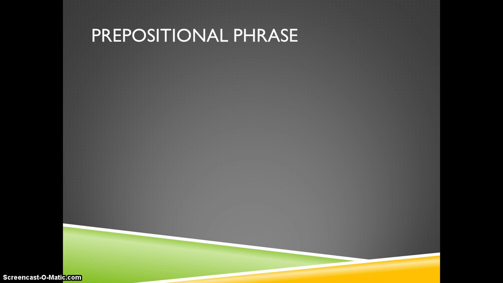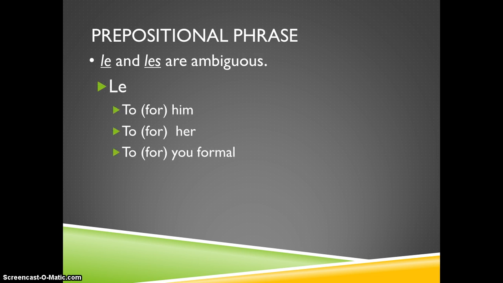All right, and now we're going to talk about that prepositional phrase. So le and les are ambiguous, just like with our verb gustar. So to clarify, le could mean to or for him, to her, or to you all formal. Les then, in turn, could be plural. So to them, to you all formal. So those are le and les.